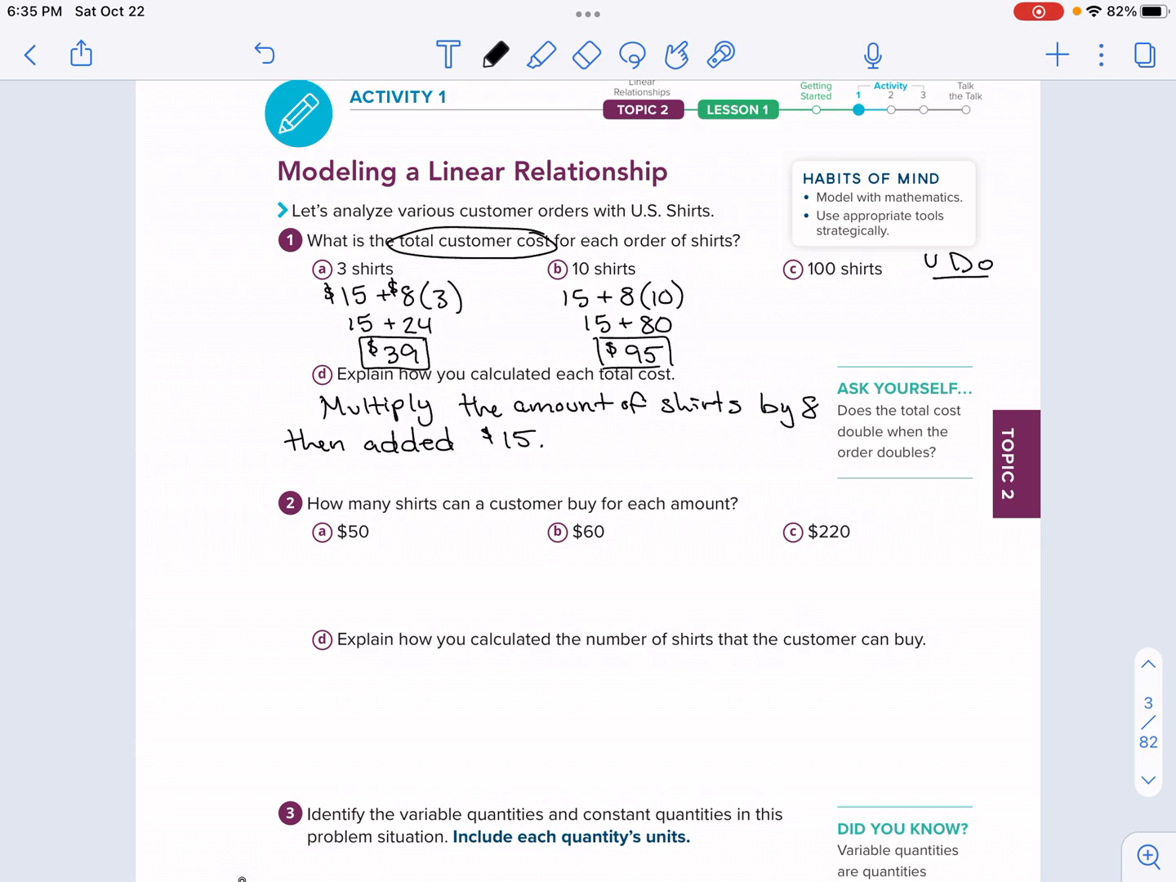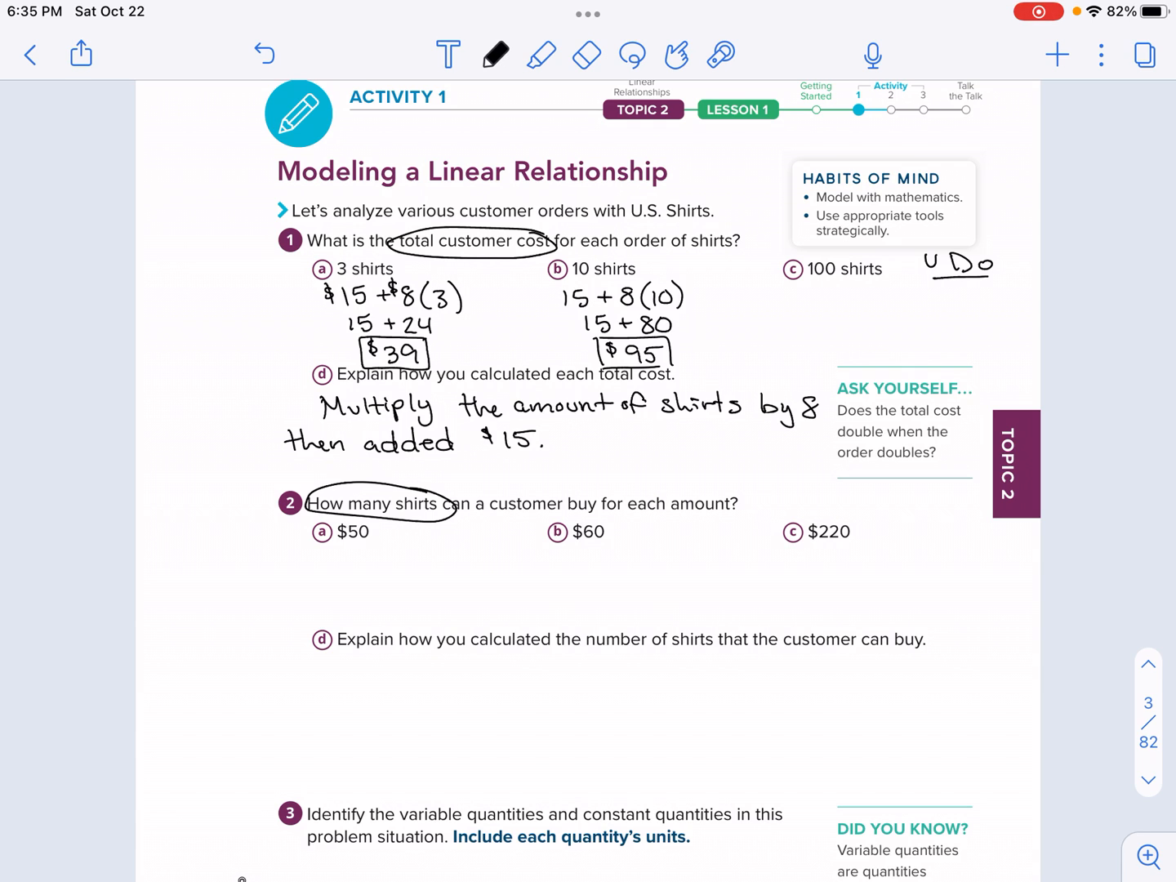Number 2. So number 2, same process here. How many shirts can a customer buy for each amount? So let's say, right, you have a certain amount that you can purchase shirts with. We want to figure out what's the most amount of shirts we can purchase with this amount of money. So definitely use a calculator here. I'll be writing the answer, but we're going to have to work our way backwards. So how many shirts?